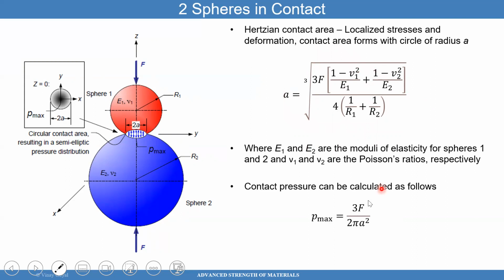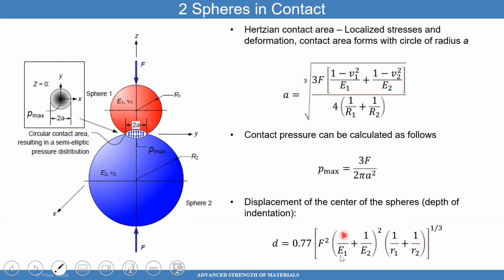You can also calculate the contact pressure. The maximum contact pressure occurs at the center, and it's given by 3 times the force applied divided by 2 pi a squared, where a is the radius of the contact area. The point I want to make is that both of these depend on force. Here the radius depends on the cubic root of force, while here the pressure depends linearly on force, which is quite interesting.